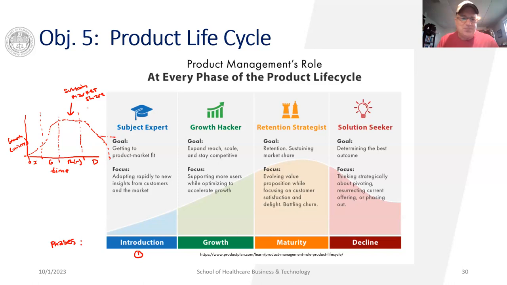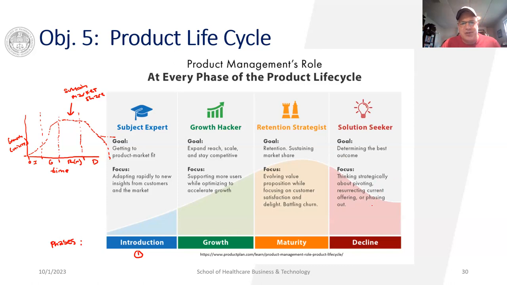For Right Guard, believe it or not, that's a golden can of spray. It's a deodorant, but we started advertising it for cleaning. In the military, we used it for cleaning boot stuff off of the tile. So you find other uses for products, but we really have to think strategically about pivoting. Do we resurrect current offerings, or do we simply phase out a product or a service?